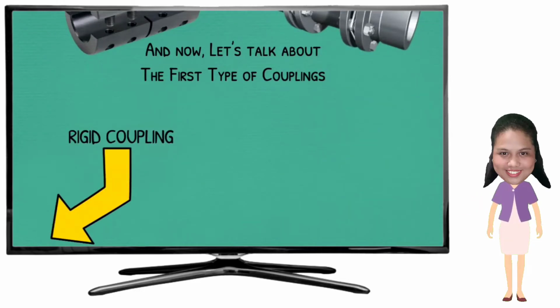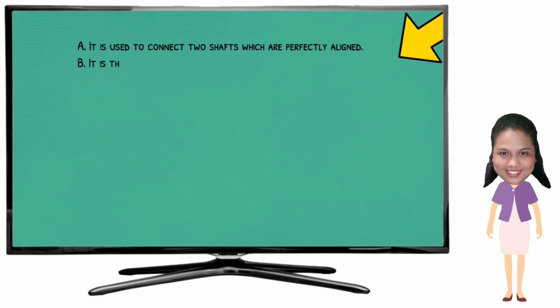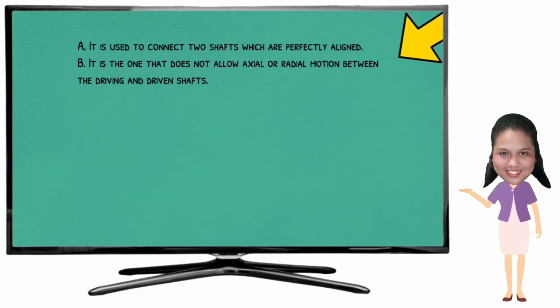It is used to connect two shafts which are perfectly aligned. Also, it does not allow axial or radial motion between the driving and driven shafts. Rigid couplings are either integrated with the forging of the shaft or shrunk onto the shaft. Monoblock half couplings on turbine rotors are currently standard practice. Shrunk-on couplings were utilized on turbines and are still used on generators.